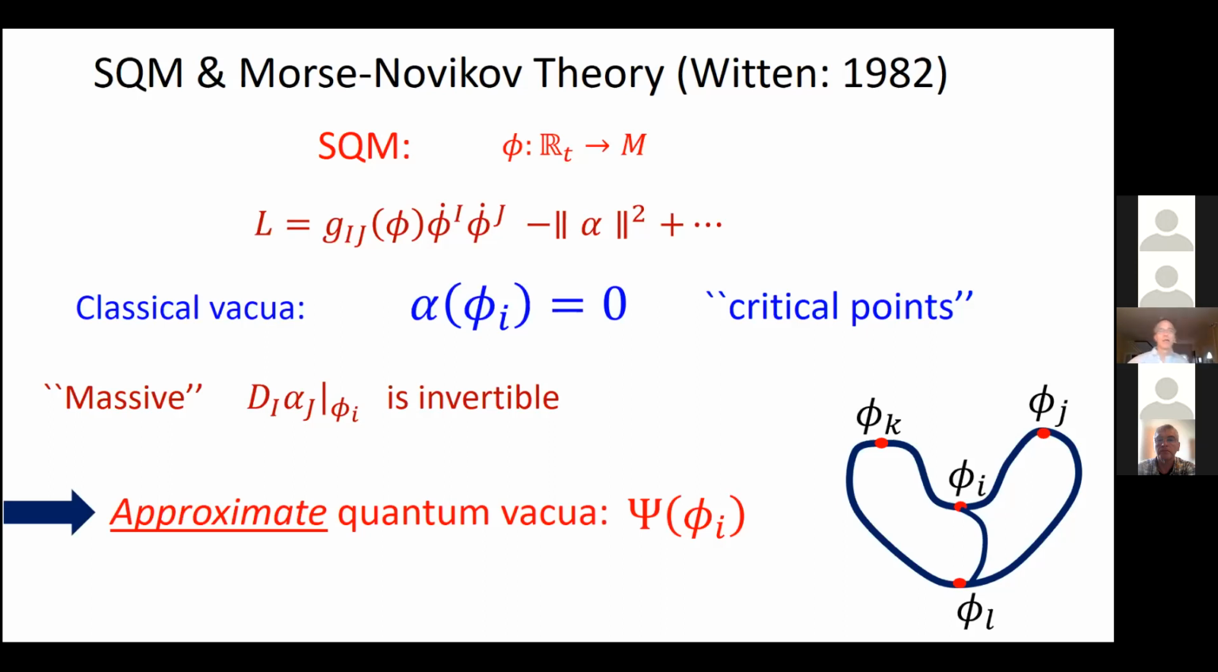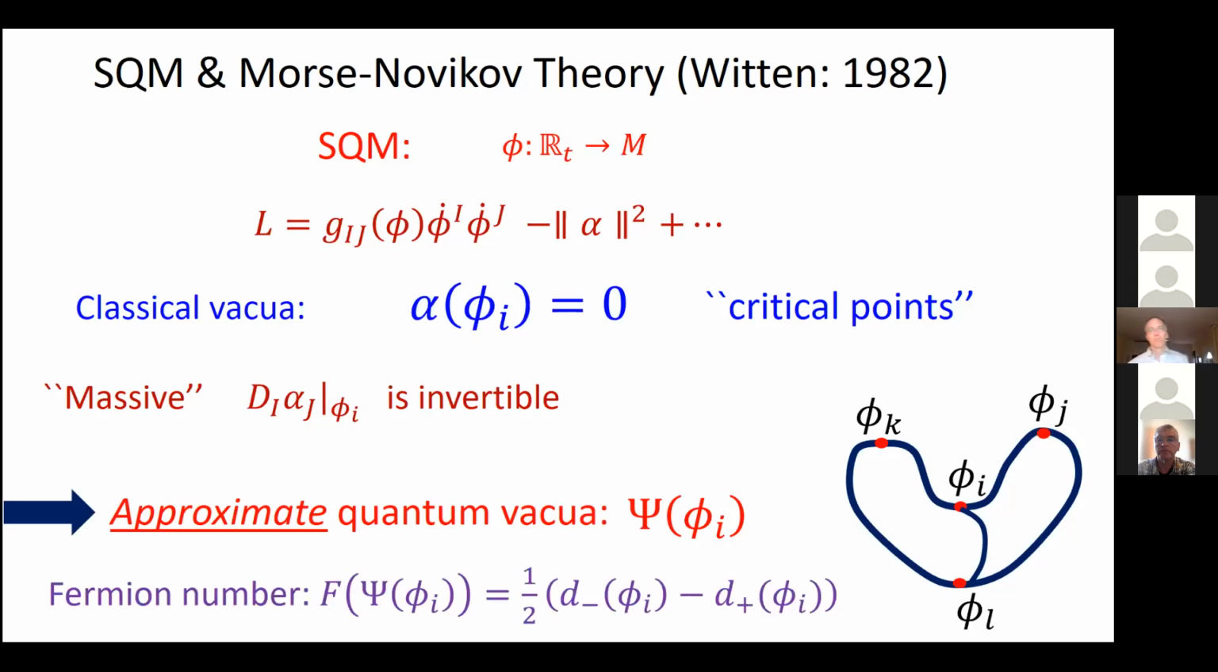Now, in quantum mechanics, you show that for each of these classical vacua, there's an approximate ground state. I'll call it psi of phi_I. And you can calculate what physicists call the fermion number of that ground state. And it turns out to be half of the difference between the number of negative and positive eigenvalues of this mass matrix d_i alpha_j. So therefore, it's basically the Morse index.